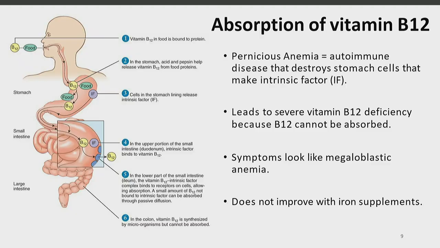Okay. And so important to remember that this type of anemia, whether you're looking at pernicious anemia or megaloblastic anemia, does not improve with iron supplementation because that's not the cause of it, right? What responds to iron supplementation will be your microcytic hypochromic anemia, right? Where you have smaller cells that are paler, right?